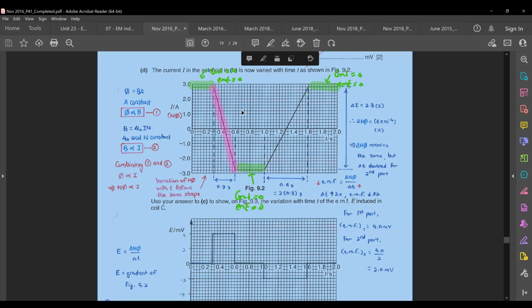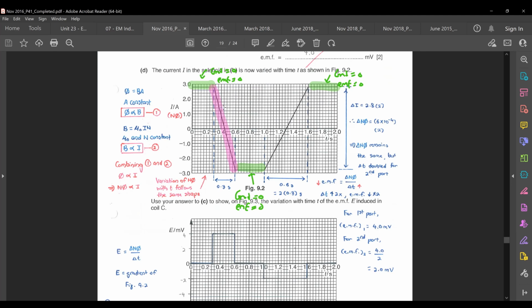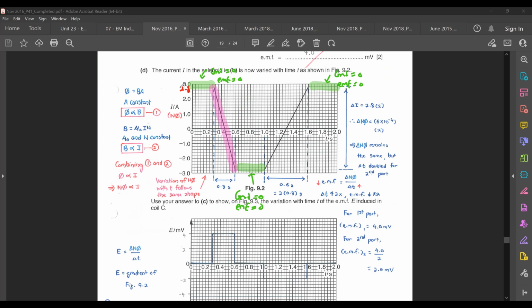This pink color section that I highlighted to you here is actually that situation described. You can see that this is 2.8, and then this one is negative 2.8, and it's occurring over a time of 0.3 seconds. So you already know from here then that your EMF is going to be 4 millivolts. The value is something that you would have already found.